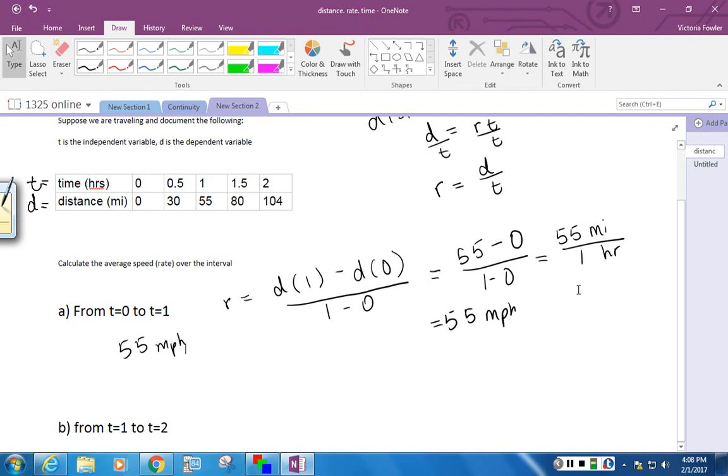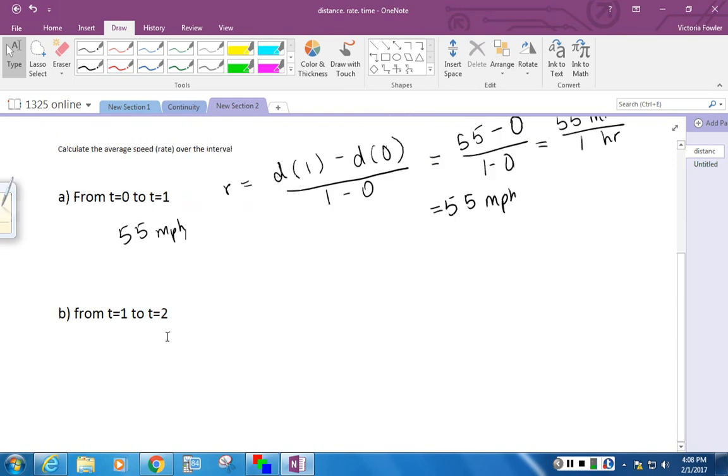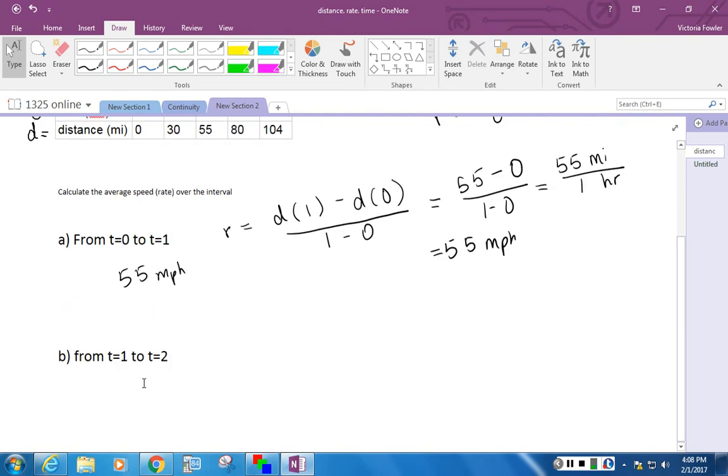But then let's start talking about what happens when I look at a different time interval, when I go from t equals 1 to t equals 2. And so let's just practice our notation, that rate, that speed I'm looking for. I would take the difference in the distance traveled after 2 hours and the distance traveled after 1 hour, so d of 2 minus d of 1 all over 2 minus 1.